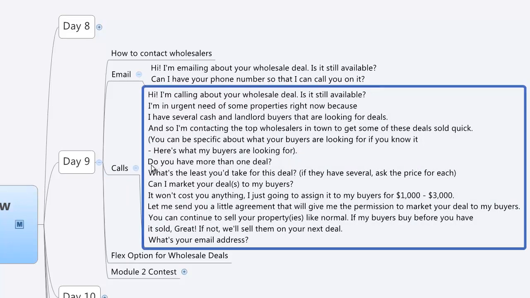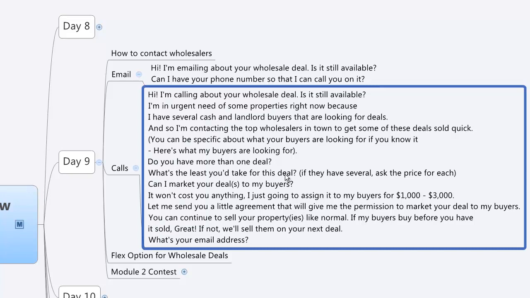And you can also ask them, do you have more than one deal? Because sometimes they have more than one deal to work with. And then whatever they say, right? If they say no, I only have one deal, I'd say, what's the least you would take for this deal? You don't have to really negotiate with them too much beyond that.